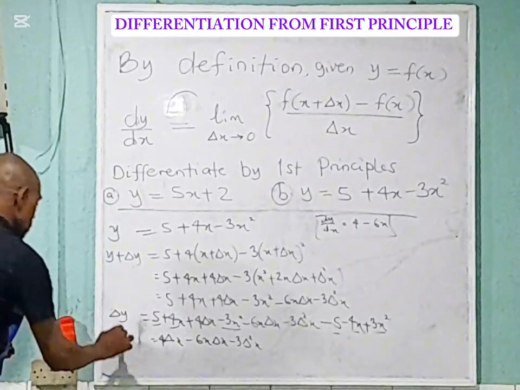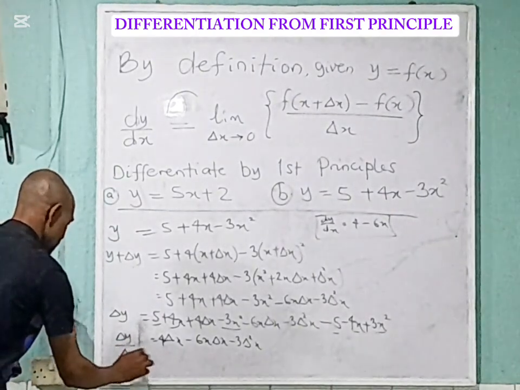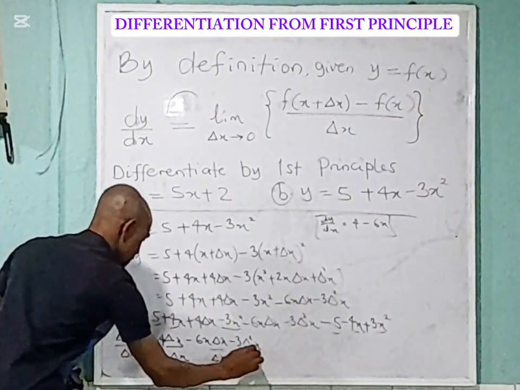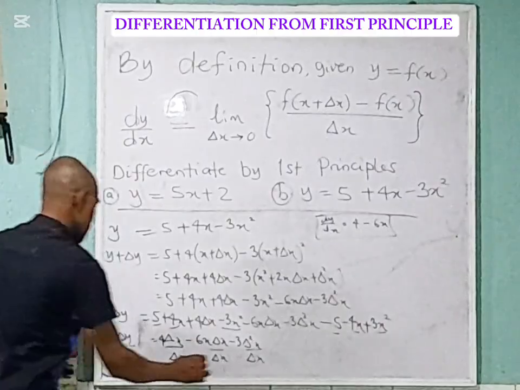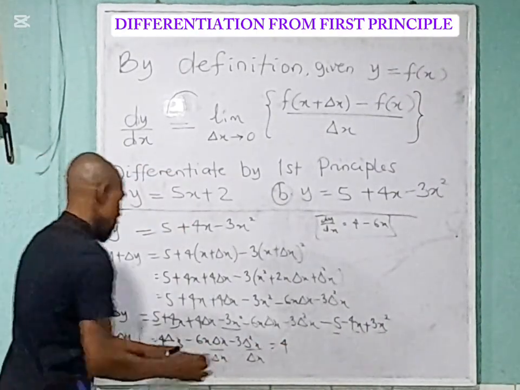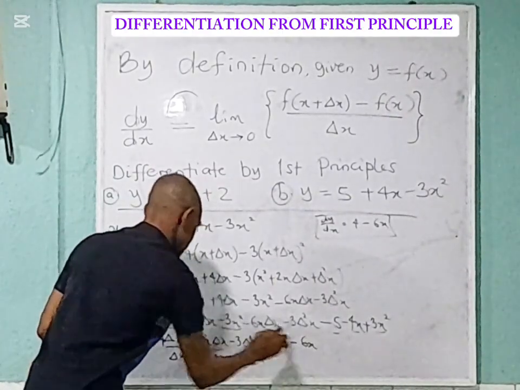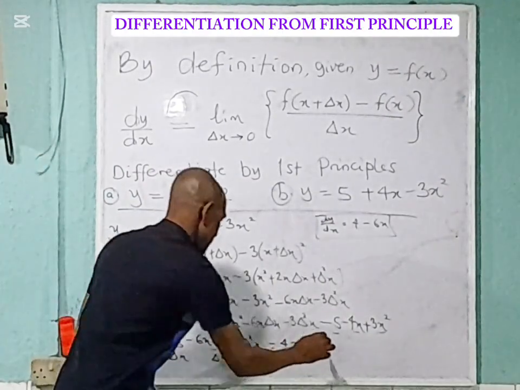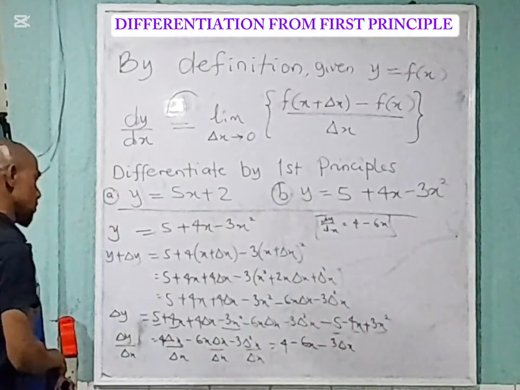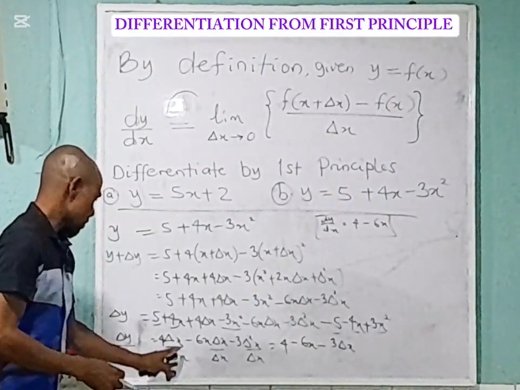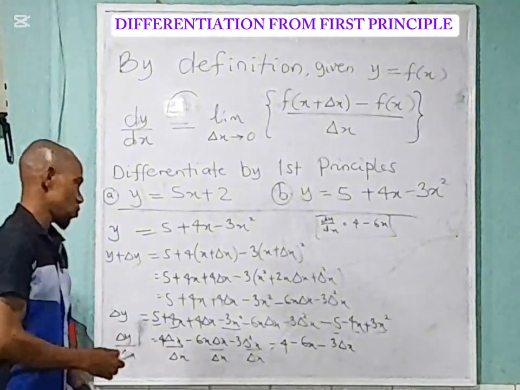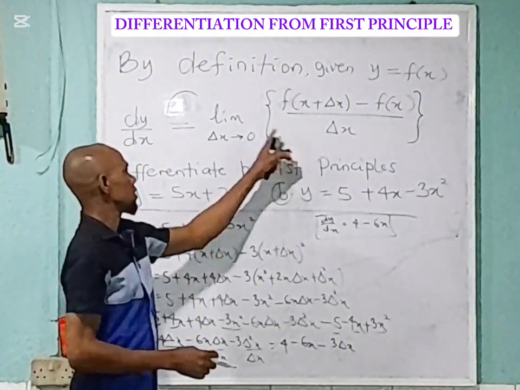So the next thing is to divide through by delta x. Delta x over delta x, and that results in 4. Then we have what here? Minus 6x. Then here, minus 3 delta x, because delta x cancels delta x here. Similarly here, delta x cancels, 1 up to 2, we have 1 left. So after dividing, we now set limits.